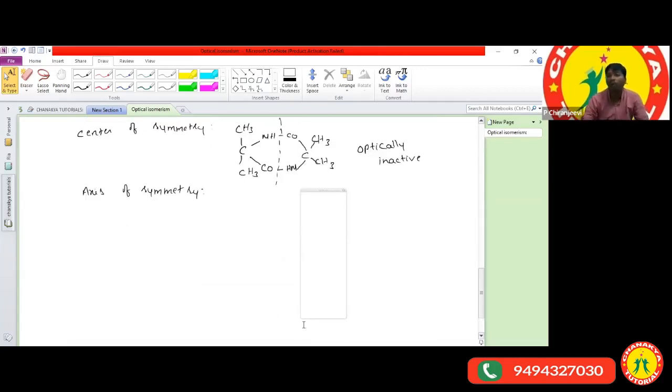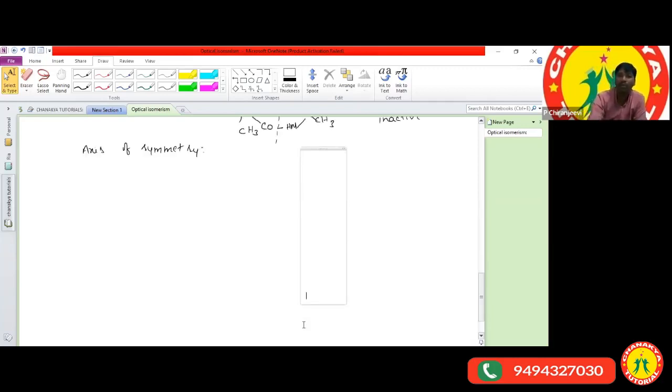This is a very important concept. The same concept we are going to study in the 12th standard haloalkanes and haloarenes chapter. There we are studying it.